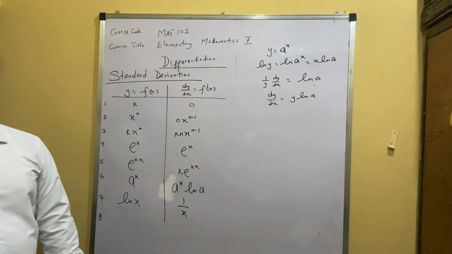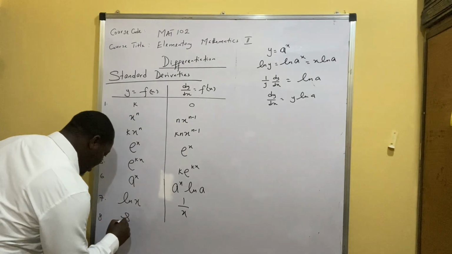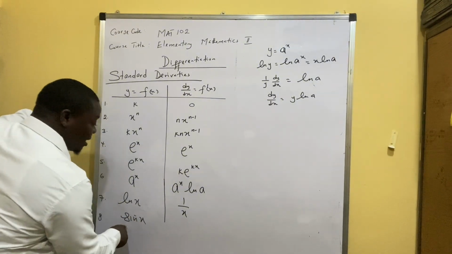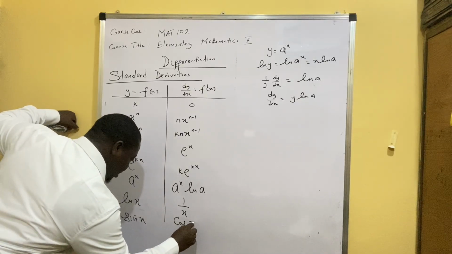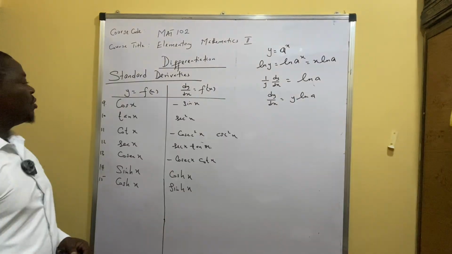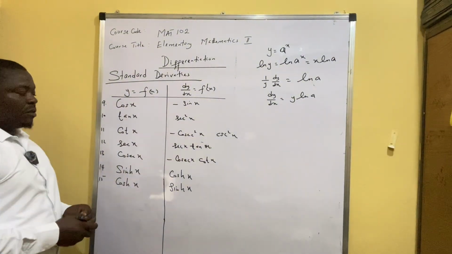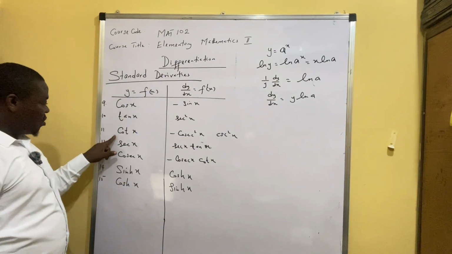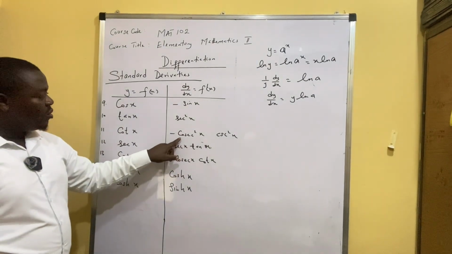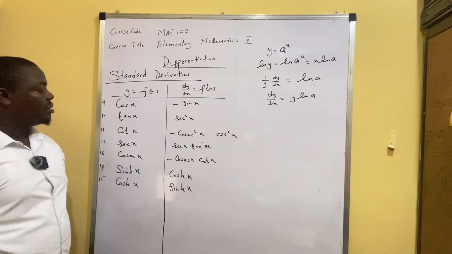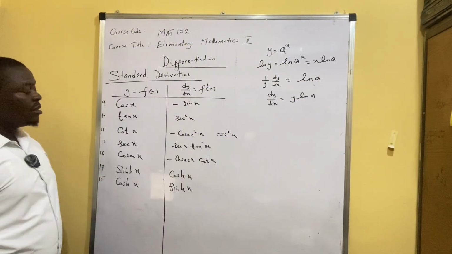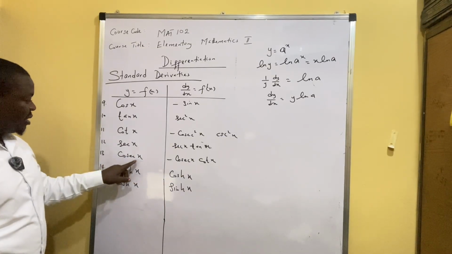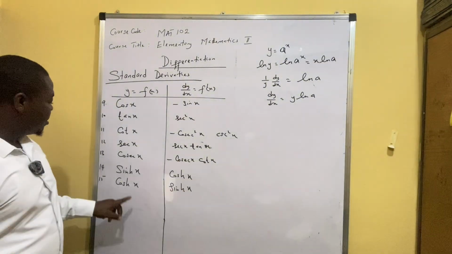Let's move on to the trigonometric functions. If you differentiate sine x, that will give you cos x. These are additional standard derivatives. The derivative of cos x is minus sine x. That of tan x is sec squared x. Cot x is minus cosec squared x. Cosec can be shortened as CSC, so anytime you see CSC, you know that it represents cosec. Sec x gives sec x tan x, and cosec x gives minus cosec x cot x.